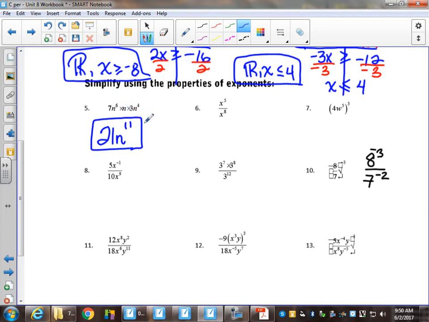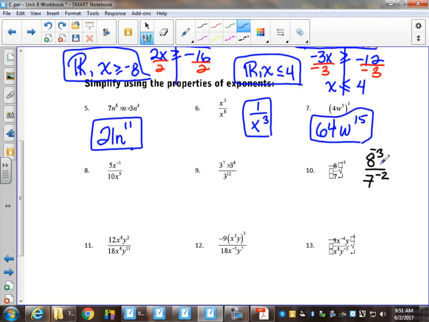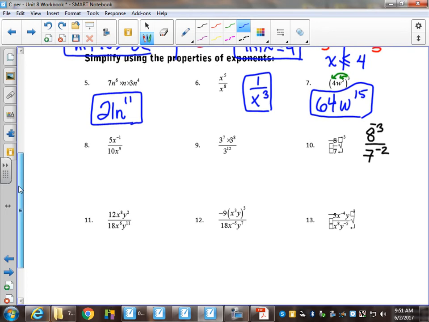New voice for number 6. What's my answer for number 6? 1 divided by x to the 3rd? Very good. New voice, number 7. 64 w to the 15th. At any point, if there's a question, please stop me. We are in a review right now, so none of this is new learning. This is review. Yes. So how many places were there to send that power? So, 2.